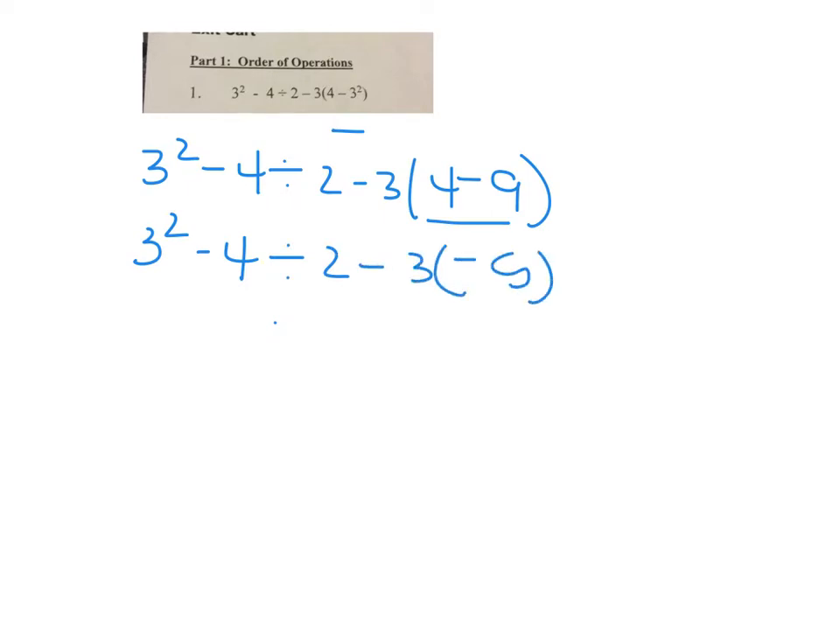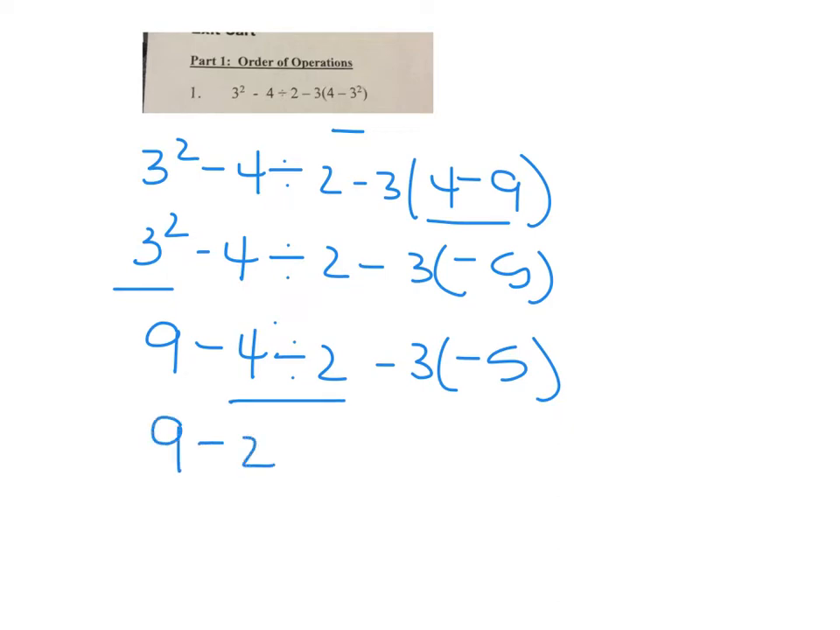Now I'm ready for the exponents because I've finished the P in PEMDAS for parentheses. I'm ready for this exponent, so I'm going to do 9 minus 4 divided by 2 minus 3 times negative 5. I'm now going to do multiplication and division left to right. If you notice I have a division, so I'll do it first. So I have 9 minus 2 minus 3 times negative 5. I'm not going to do any addition or subtraction.